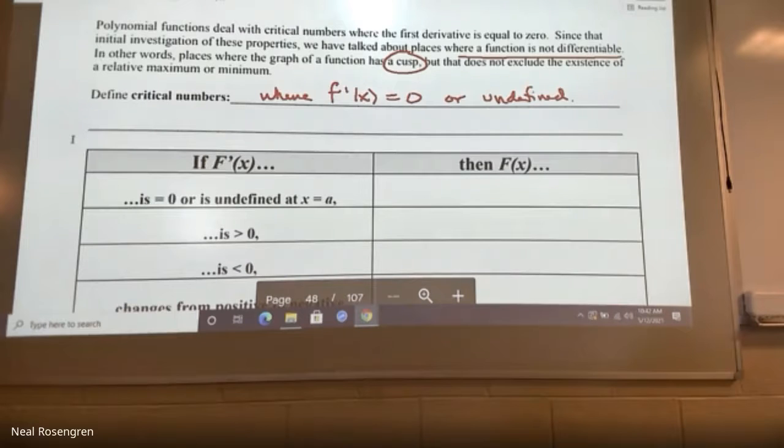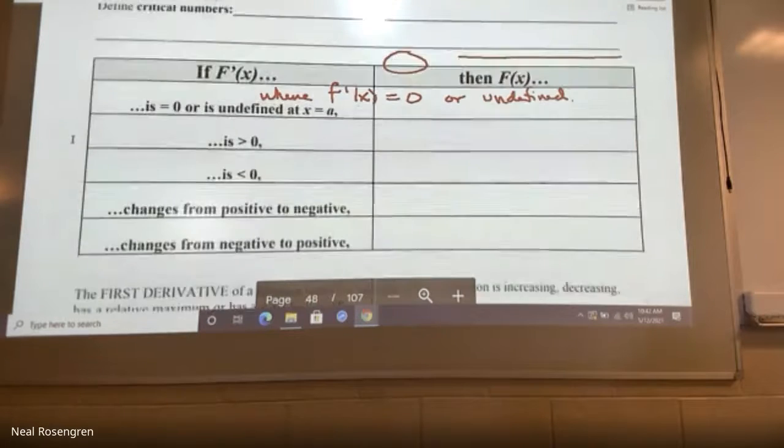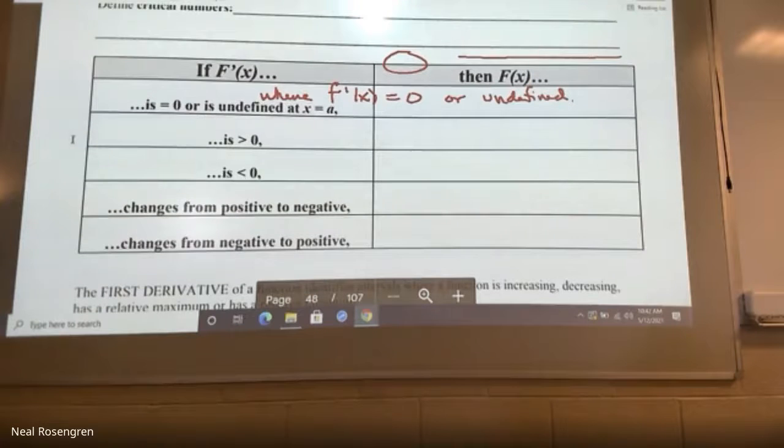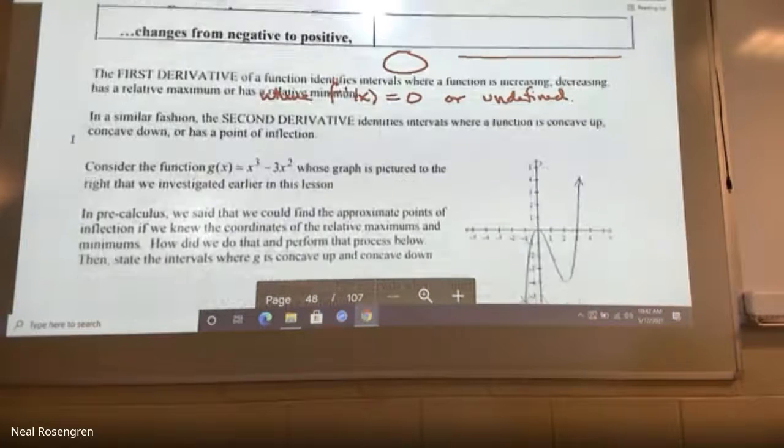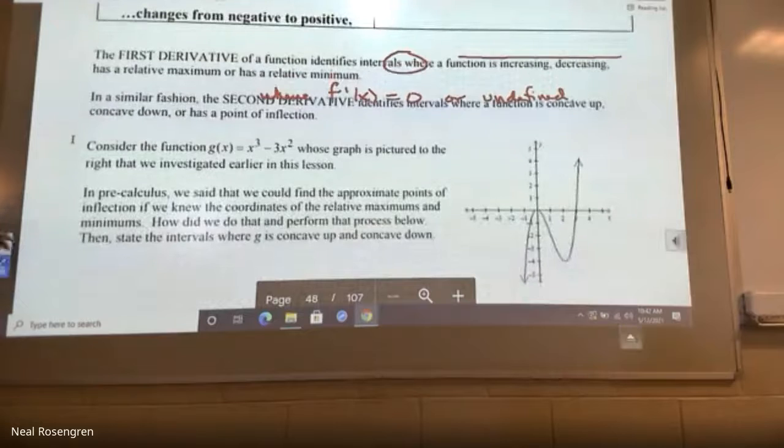Now, I don't think we need to fill out this table again, right? If it's 0 or undefined, could be a min or a max. If it's greater than 0, it's increasing. If it's less than 0, it's decreasing, right? We can do all of those kind of things. I think, correct me if I'm wrong, we kind of understand first derivative, increasing, decreasing, positive, negative, okay? Okay, bottom of this page.